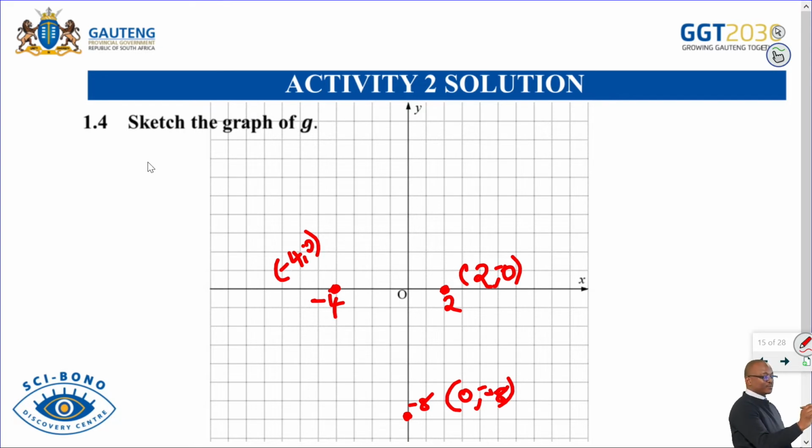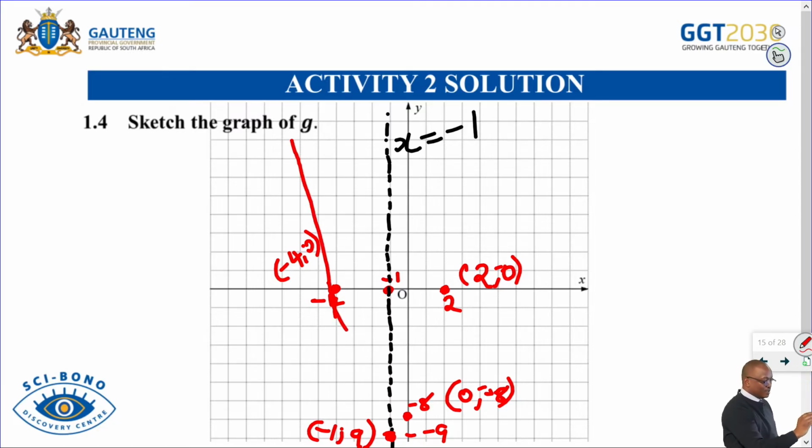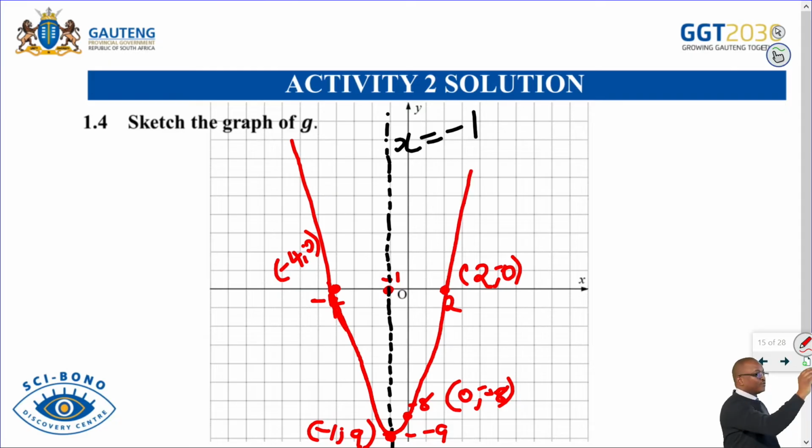Then the turning point was negative 1 and negative 9. So on the x value of the turning point, we have the axis of symmetry. The equation there is x is equal to negative 1. That is the equation of the axis of symmetry. So the point then is negative 1 and negative 9. Now we can see, as we sketch, that our graph will be a happy function. It will face upwards.